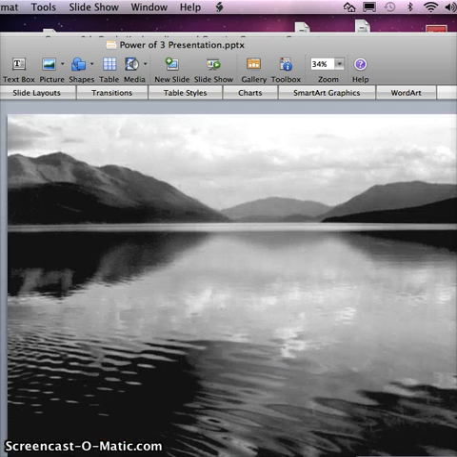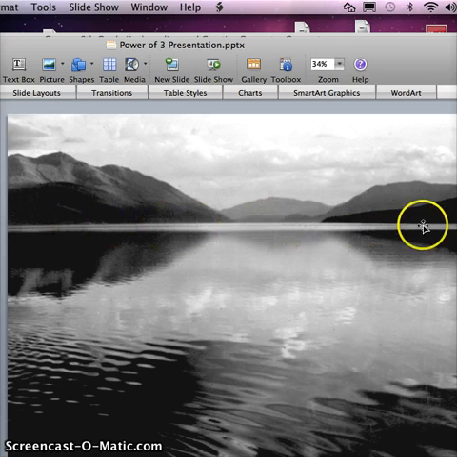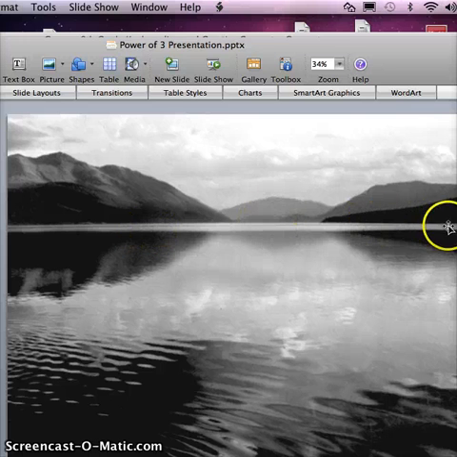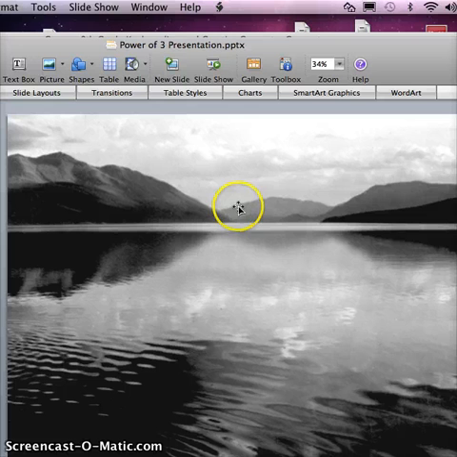Now this also works for outdoor scenes, especially with a definite horizon. You know, there's a horizon up here, a definite line with the lake meeting the sky and the mountains here.